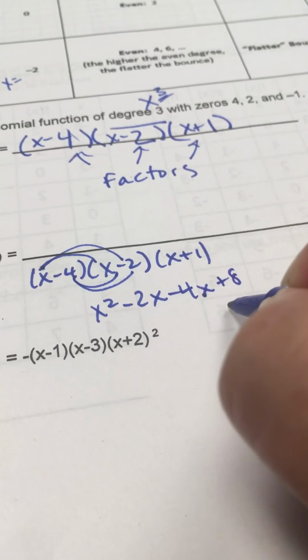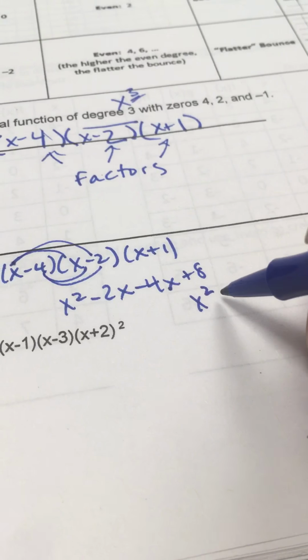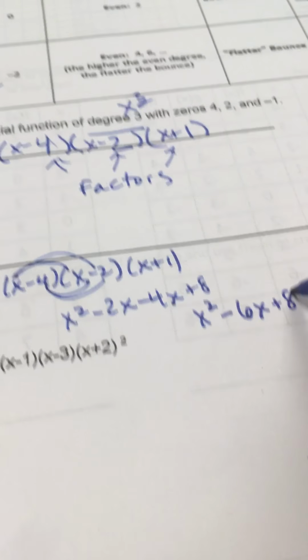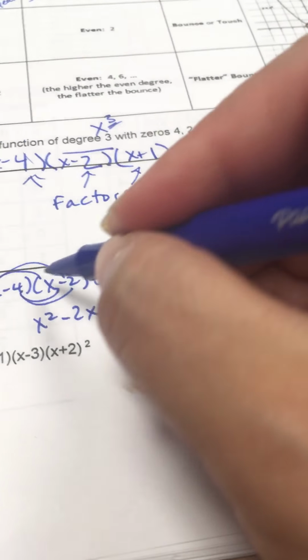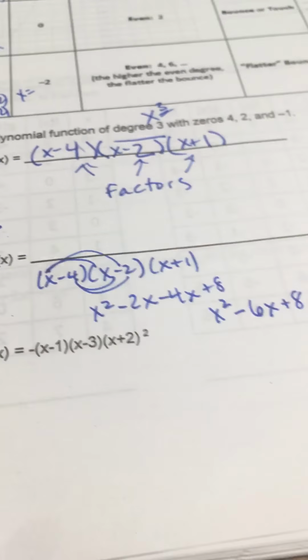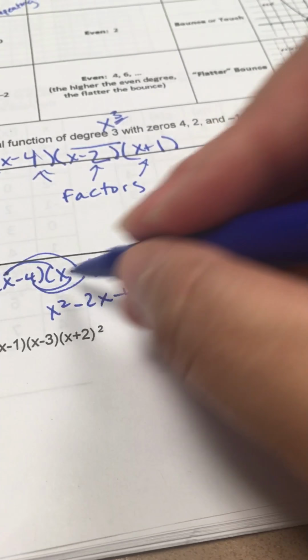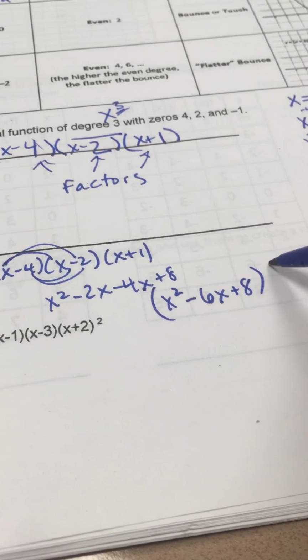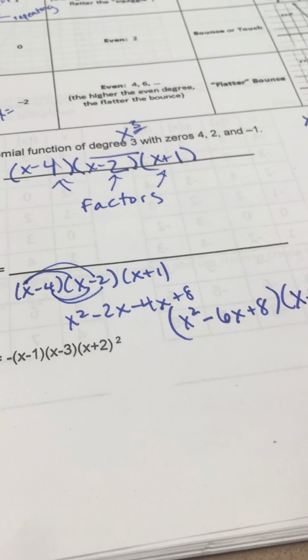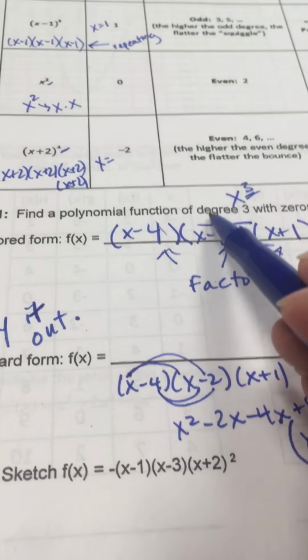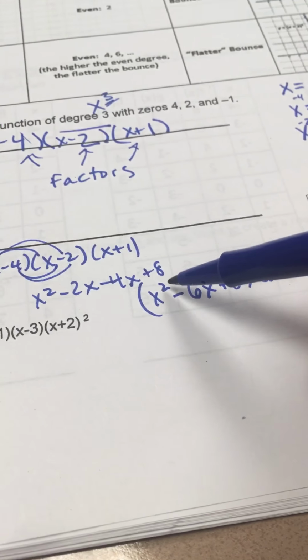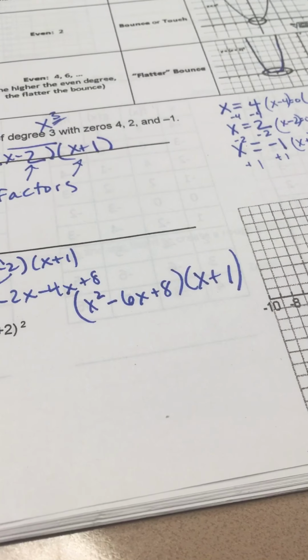Plus 8. Okay, so take 2 at a time. I chose to do x minus 4, x minus 2. Do those two together, or another set, and then multiply it finally with the last one, because recall that it said it has to have a degree 3. Right now I have a squared here, and so I know I'm not done.